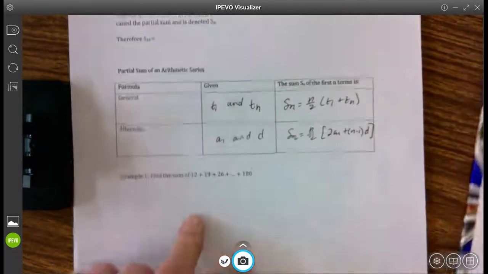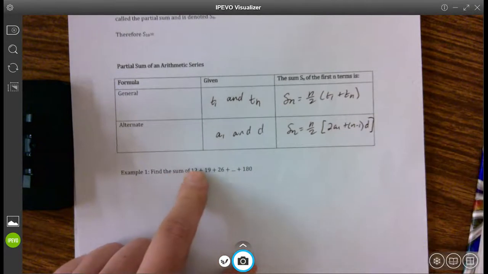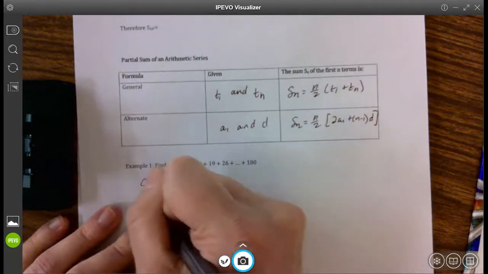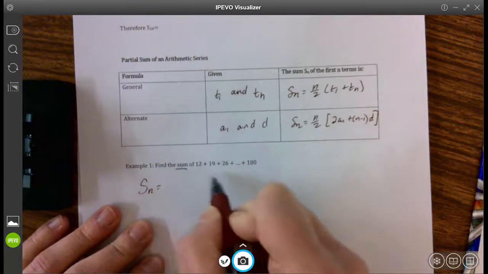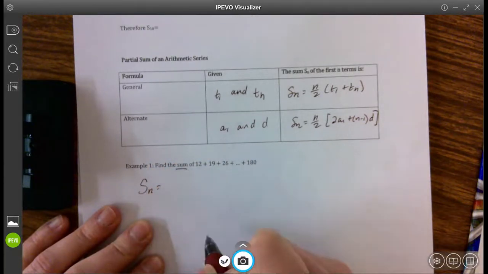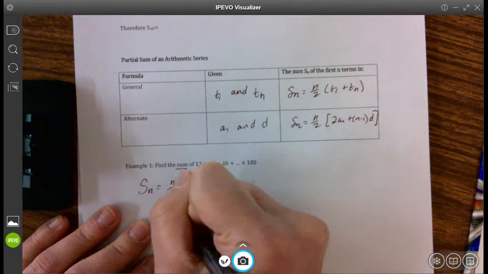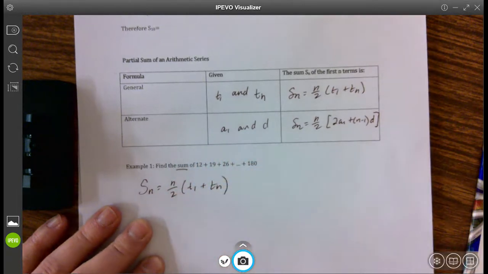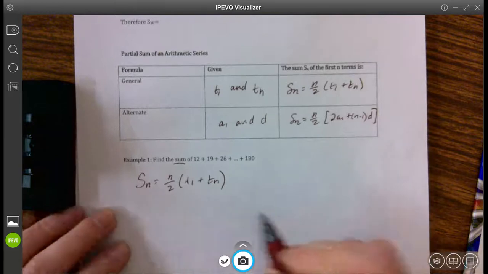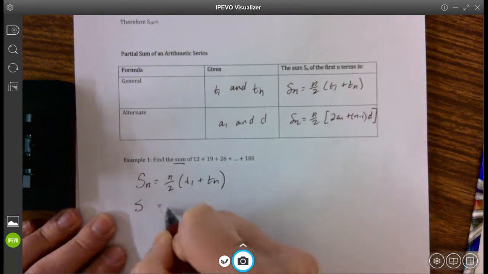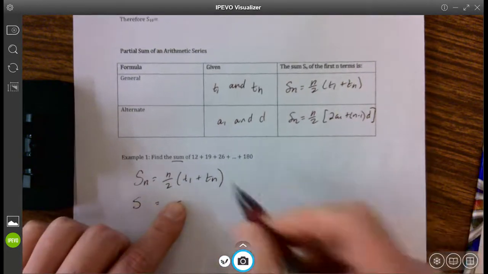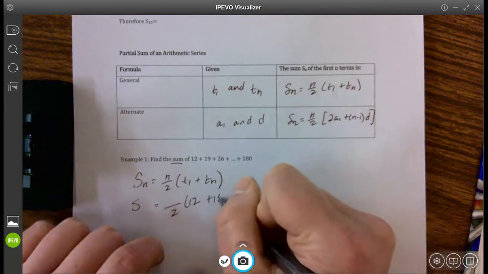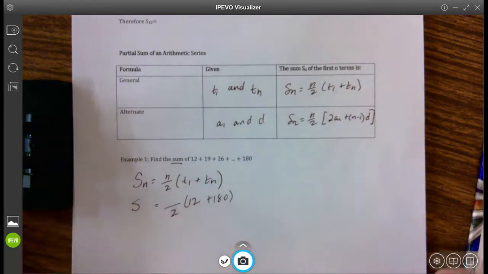Okay, so it says find the sum of 12 plus 19 plus 26 all the way to 180. So I'm going to use my formula. They said sum. I see that it's arithmetic. So I see that, oh, I don't know how many terms I have. I know my first term is 12. I know my last term is 180. But I need how many terms I have.